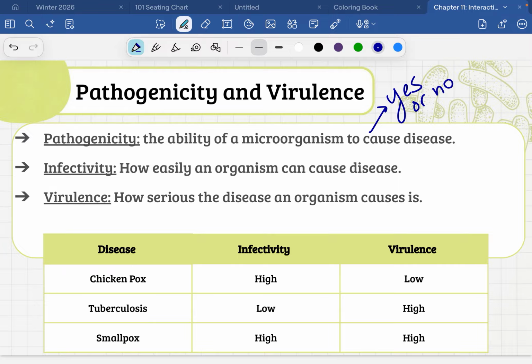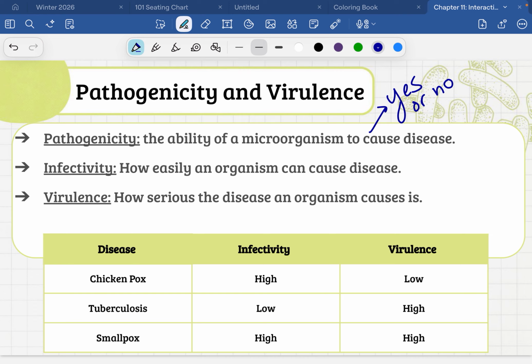If you do happen to get tuberculosis, it is incredibly dangerous, and it will cause death in almost all the people who are not treated for it. Even people who are treated suffer permanent lung damage and other things like that. It is a very serious and deadly illness, so it is highly virulent.